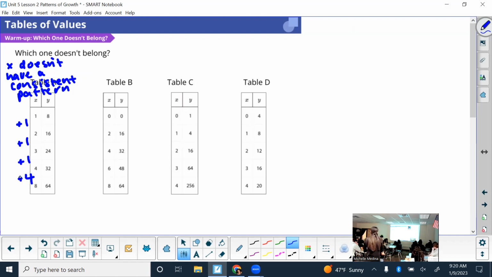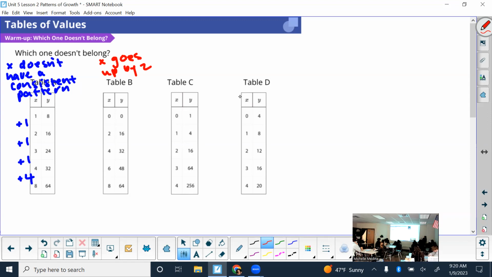All right, who said table B doesn't belong? Landon, why? The X goes up by 2. All right, do the other ones? No, at least not consistently, so good. Any other reasons for that one?